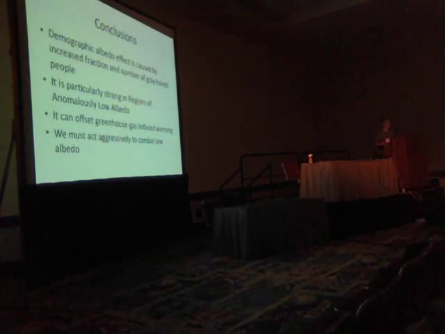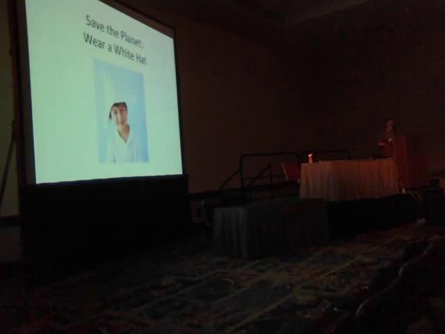And so in conclusion, the demographic albedo effect is caused by an increased fraction and number of gray-haired people. Jules and I are doing our part for saving the global climate. It's particularly strong in regions of anomalously low albedo, where there's a lot of dark-haired people with global warming hair, and we encourage them to go gray. It can offset greenhouse gas-induced warming. I've already shown you that. And we must act aggressively to combat low albedo, and so the plan is to save the planet by wearing a white hat. Thank you.